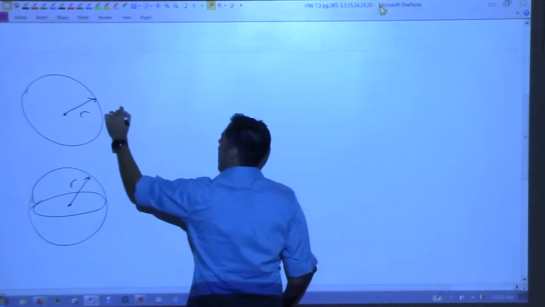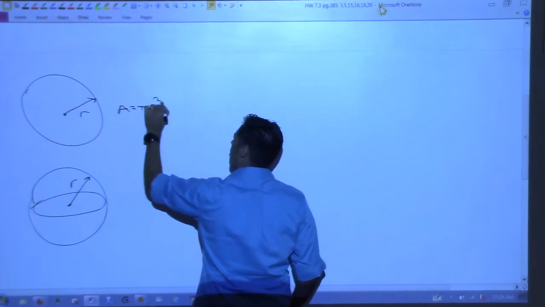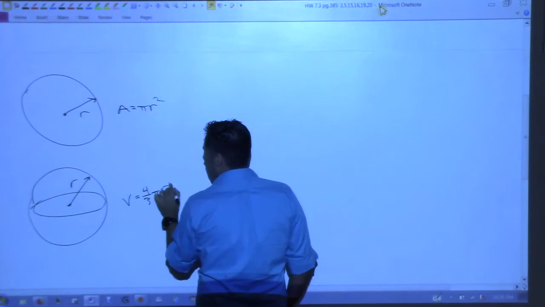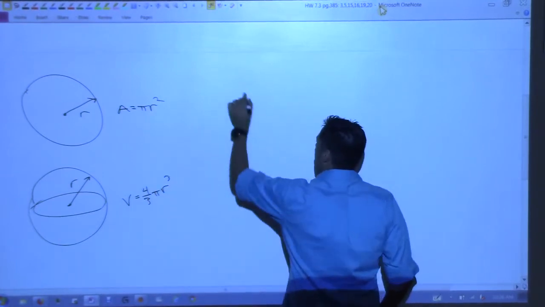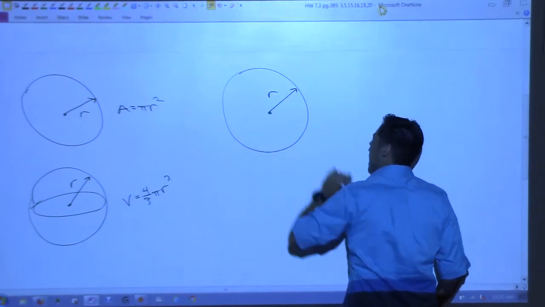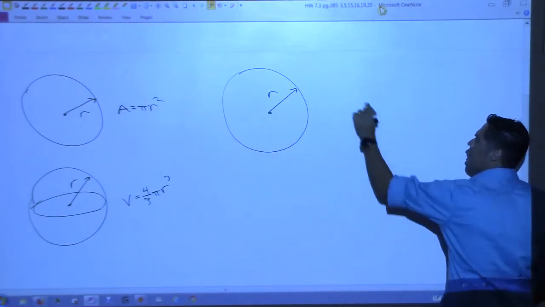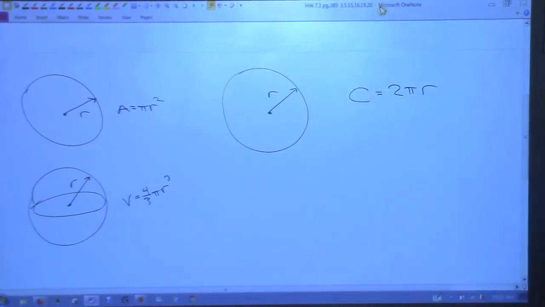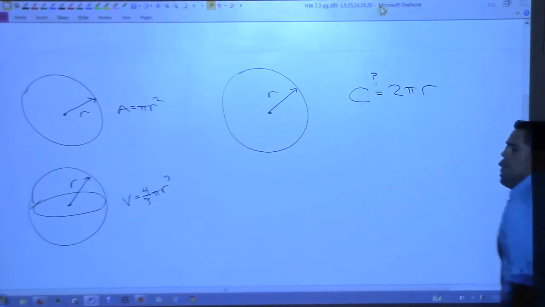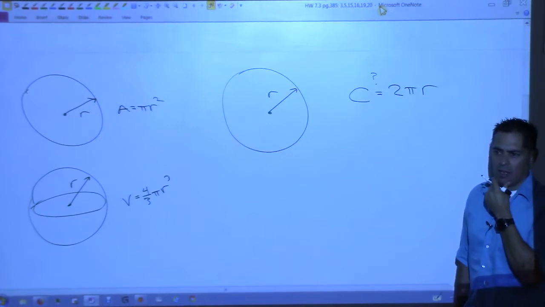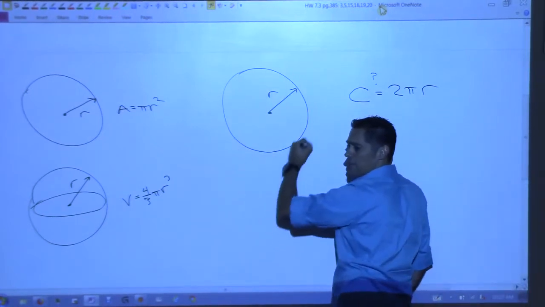So the area of this is pi r squared. We showed that. The volume of that is 4/3 pi r cubed. We showed that. What we have not done, which seems easier, but we haven't done it, is to show that the circumference of a circle is 2 pi r. Have we? We haven't done that, have we? Do you think we could? Is the circumference an arc length? It is an arc length, right? It's the length of the arc that goes around this thing, right?